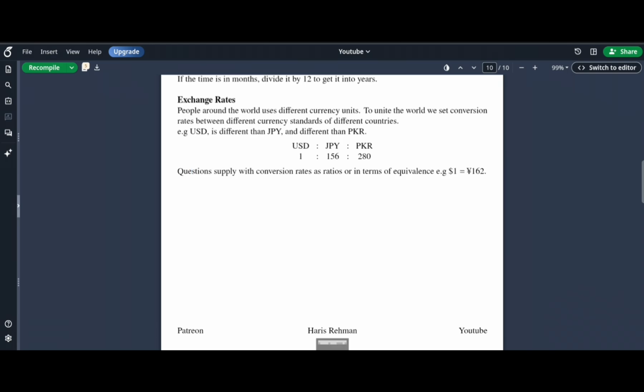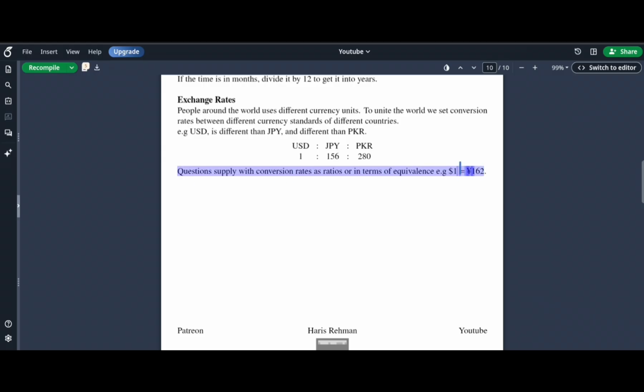Exchange rates. I've only written a very teeny tiny bit. People around the world use different currency units. To unite the world, we set conversion rates between the currencies of different countries. For example, US dollars are different from Japanese yen and from Pakistani rupees or Indian rupees. I don't know what that unit is. USD to Japanese yen is 156, to PKR is 280. Now, this value is obviously very outdated, because it changes like every hour or so.